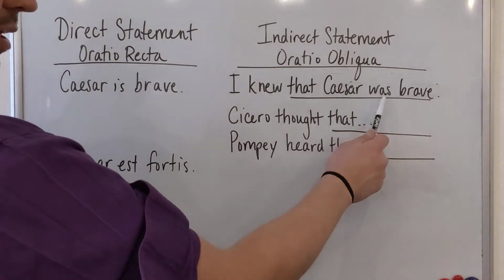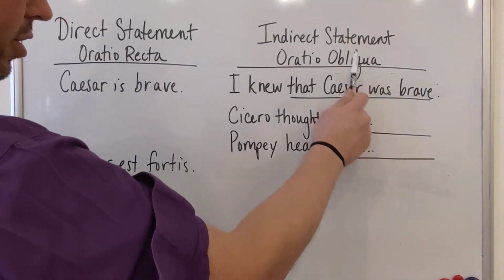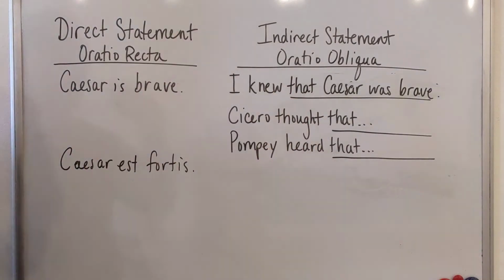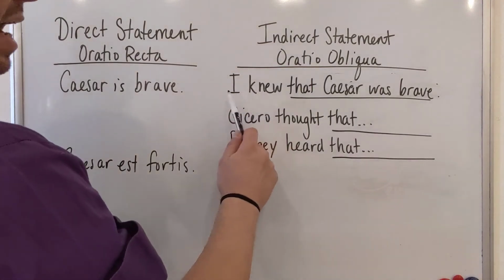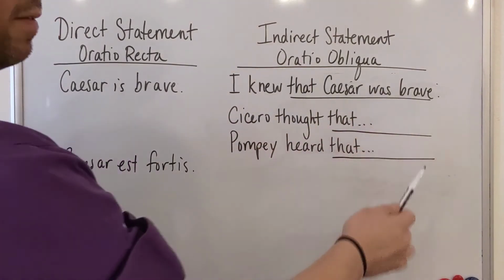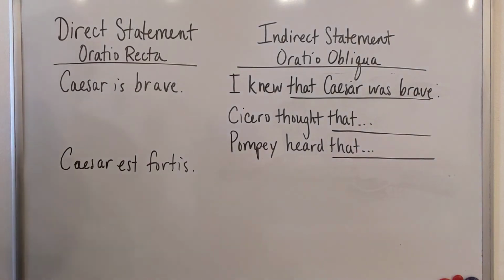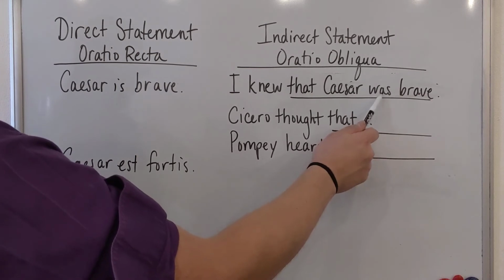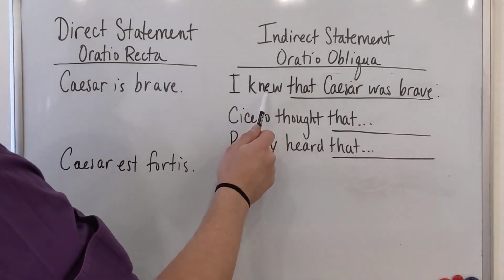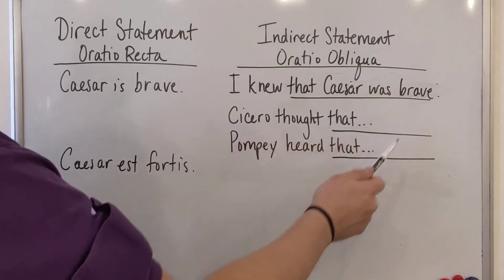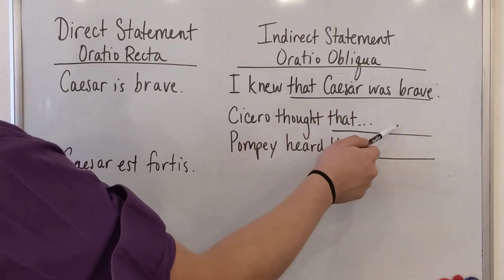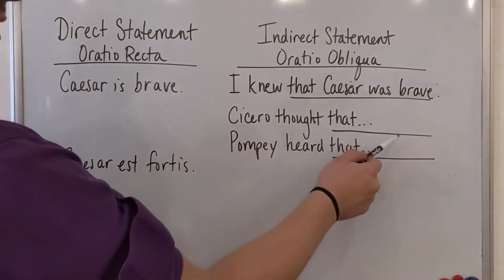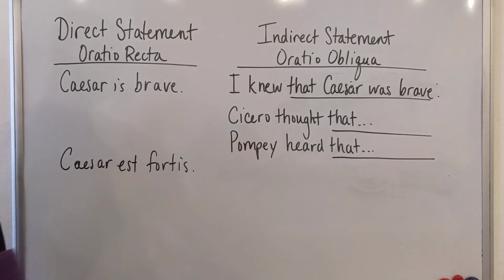I knew that Caesar was brave. When does this action, Caesar being brave, happen in relationship to the introductory verb's action? So I knew, past time, let's say last week. Last week, I knew that Caesar was brave last week at the same time. So this action is contemporaneous to this one, or we could say this action happens at the same time as that one. Cicero thought that Caesar was brave. Same thing. This action would be contemporaneous, same time to that one. And Pompey heard that Caesar was brave. This action would be contemporaneous, same time to that one.